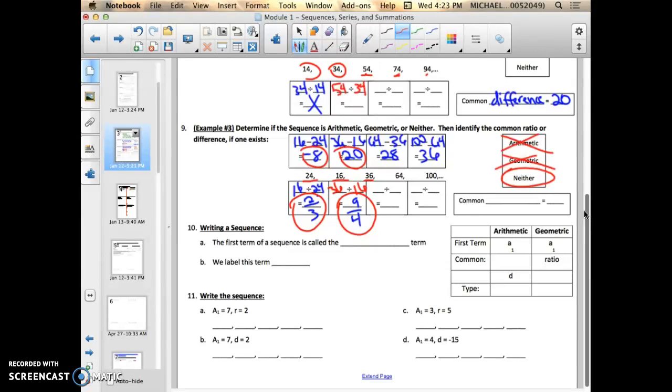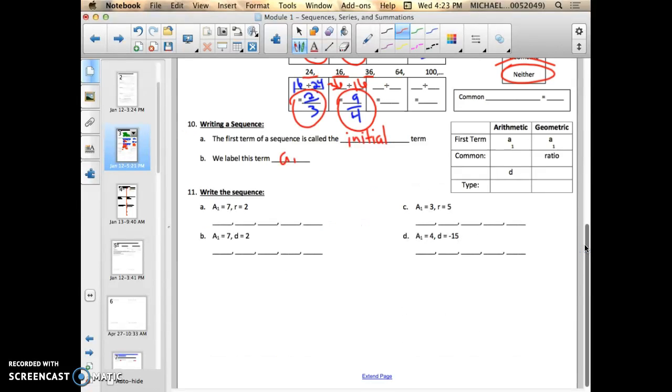The first term of a sequence is called the initial term. We label this term a sub 1. So in order to write the sequence, if given some information, this helps us to think about the math between how to find specific terms within a sequence.